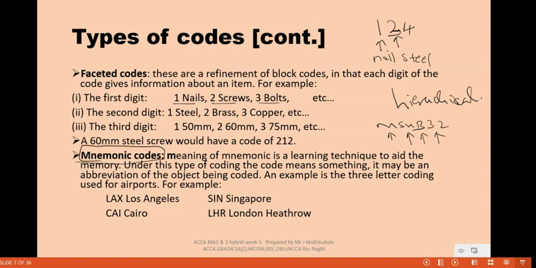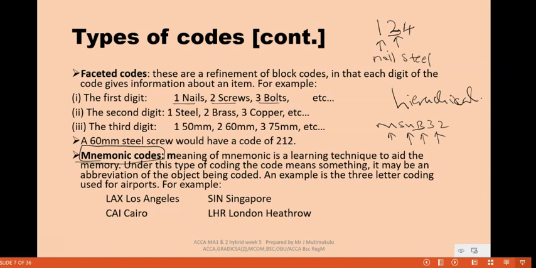All right, mnemonic codes are actually an aid to memory. They usually give you some hint. Under this type of coding, the code means something. It may be an abbreviation of the object being coded.